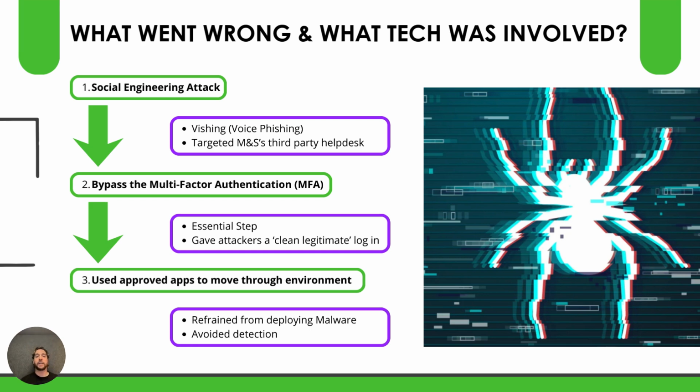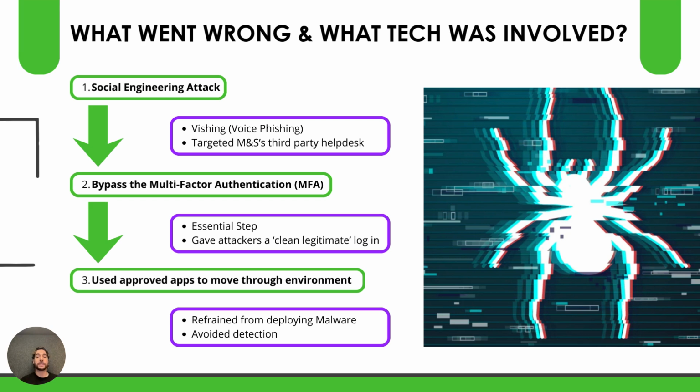Well, firstly, the point of entry was social engineering, which is a psychological method used to manipulate or influence a person or a victim into gaining access to sensitive data or systems, right? So in this case, the adversaries, a group called Scattered Spider, used a technique known as phishing, or voice phishing, whereby they called M&S's third-party help desk and posed as members of M&S's internal IT team.